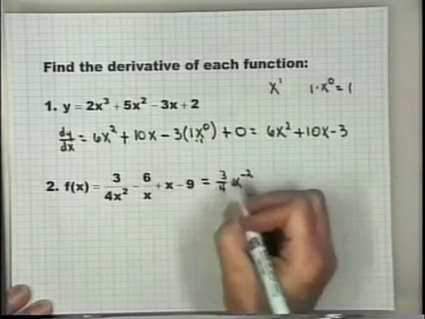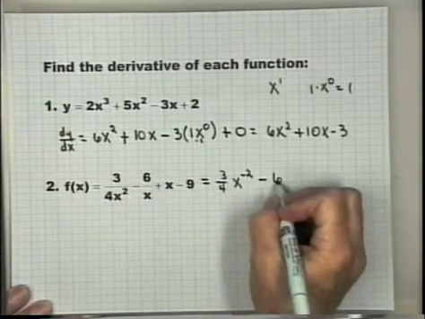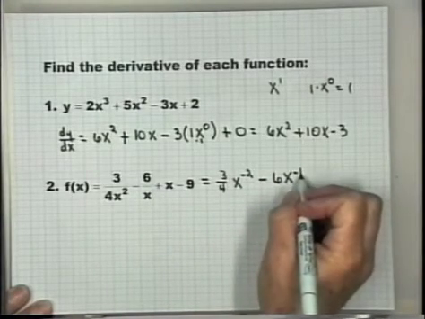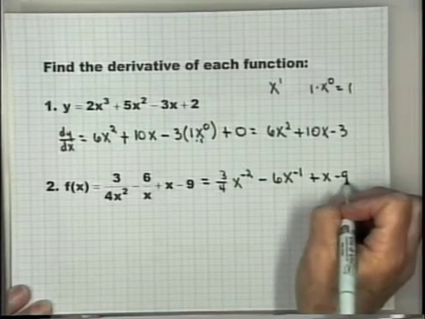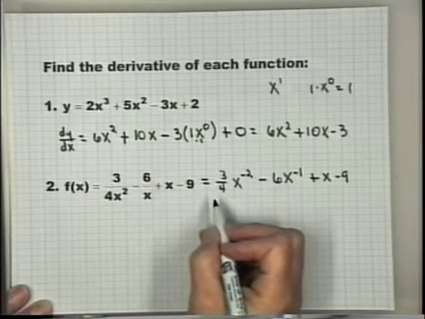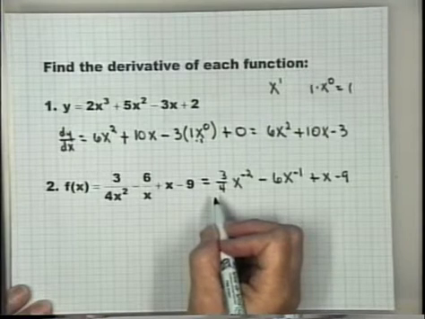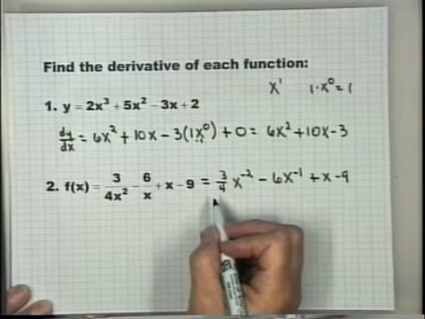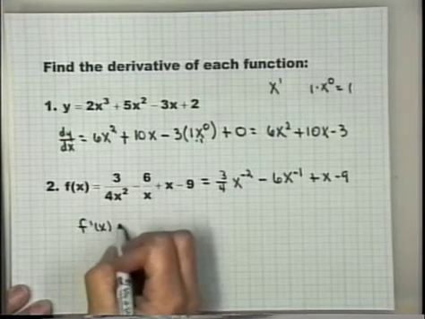Okay? Subtract. Now I'm going to do a similar thing here. I'm going to pull this up and write it as a negative power. 6x to the negative 1. Now the rest of my function is in a good form to find the derivative. So again, don't be confused about when I'm finding the derivative. This is simply rewriting the original function so it's in a form that I can find the derivative. Okay, let's get the derivative. F prime of x.